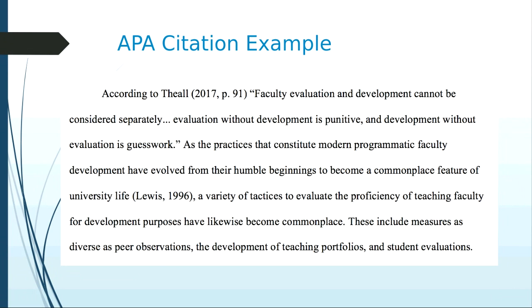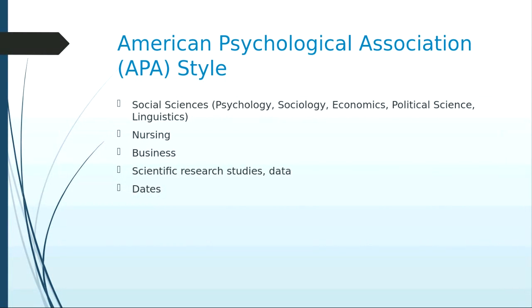So let's talk a little bit about APA style. APA style stands for American Psychological Association, and it's the standard for many disciplines, including social sciences like psychology, sociology, economics, and so on, but also for things like nursing and business. These disciplines mostly use scientific studies for evidence, and for these, the date of the study is the most important thing.